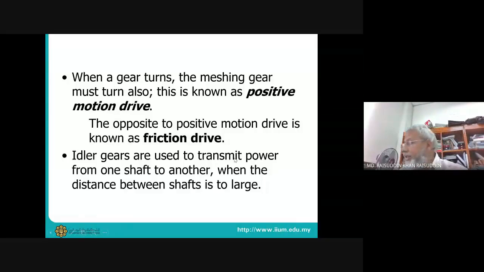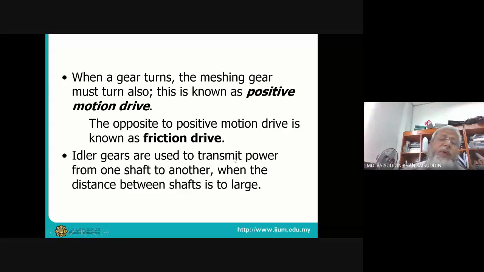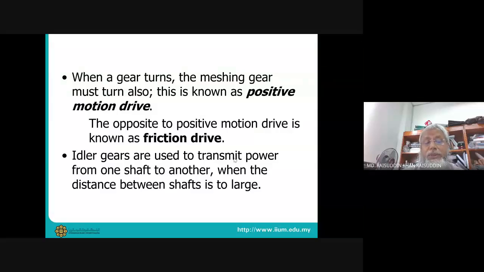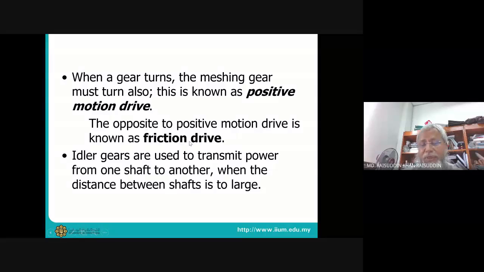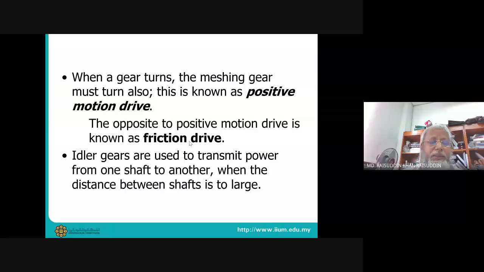Okay, when we drive our system, we have positive motion drive and friction drive. When we're driving with gears, we call it the positive drive. That means when one gear moves, the other gear must move. And the other we call the frictional drive. Frictional drive is basically like belt and pulley. If you rotate one pulley and hold the other, you will find the belt slipping on the pulley. This is because of the frictional drive.